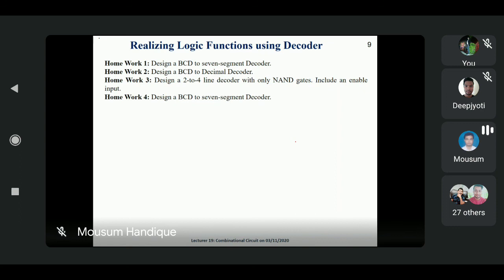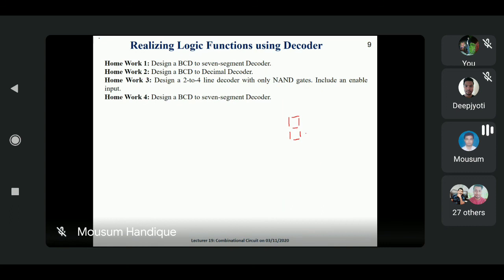So what is the first homework? Design a BCD to 7 segment decoder. Now what is 7 segment? You know the digital clock, right? So digital clock means what? If we denote it this way, we can represent any digital number from 0 to 9.